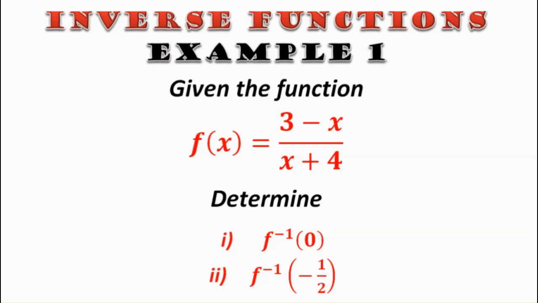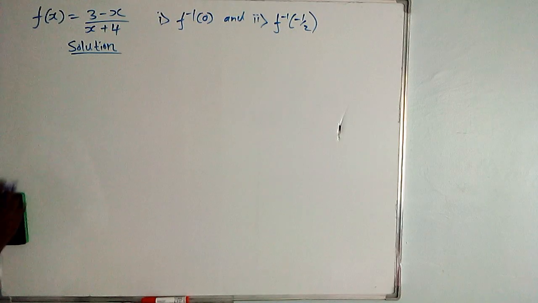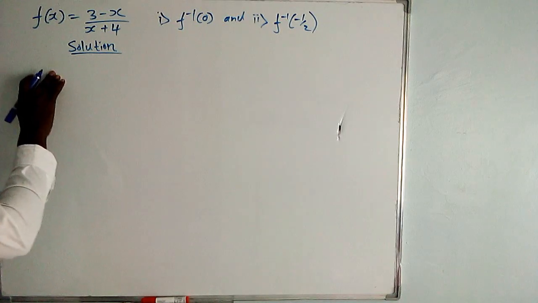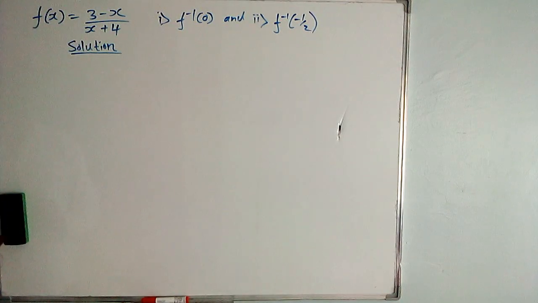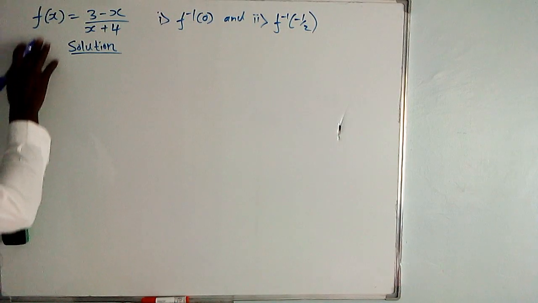Given the function f of x is equal to (3 minus x) over (x plus 4), determine f inverse of 0 and f inverse of negative a half. Now the solution: how do we determine the inverse of a function? The first step to determine the inverse of a function is to transpose.